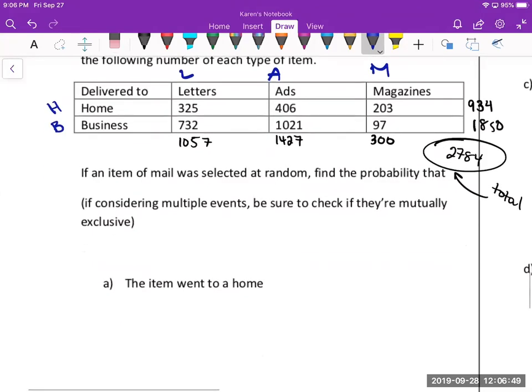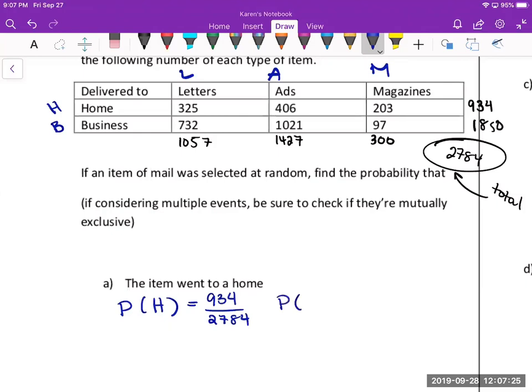So part A, what they're asking for is the probability of H, the probability a piece of mail went to a home. So this is an individual probability. There were 934 pieces of mail that went to a home out of the 2,784 pieces in total. So 934 divided by 2,784. And when I put this in my calculator, it doesn't even let me reduce it, and that's fine. This is quite complex. I wouldn't expect a reduced fraction from this one. So a decimal rounded to 4 decimal places is pretty good.